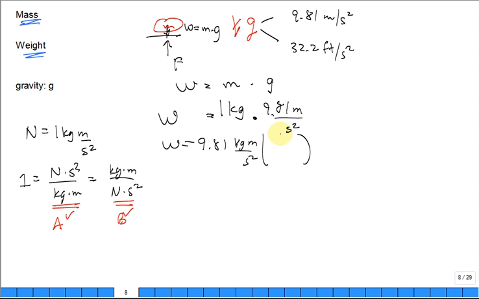Use version A. True. So we go in here with a Newton second squared divided by kilogram meter. All I did was multiply by 1. And away you go. You do the cancellation: kilogram, meter, second squared, second. You're left with Newton. So 1 kilogram mass has a weight of about 10 newtons. Does that make sense?